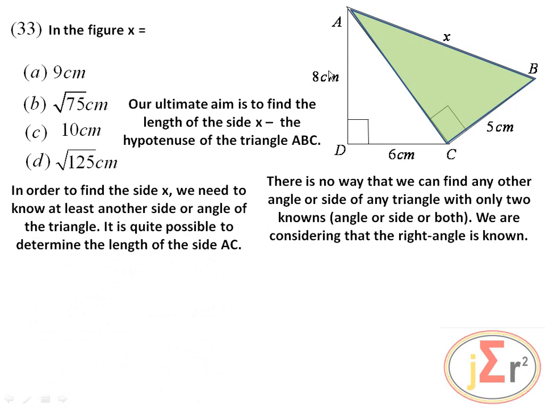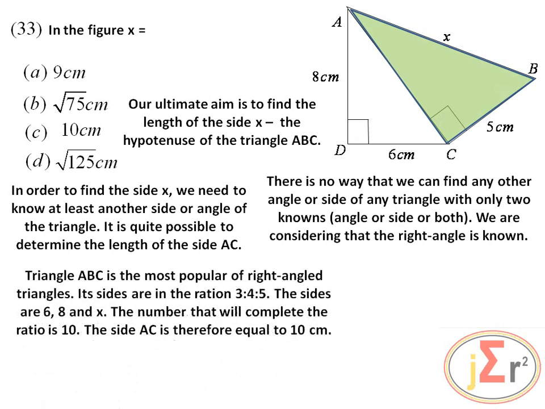So in order to determine the value of x, we need another dimension or another property or a known property of this triangle in order that we can find x. We need to have another side or we need an angle. The easiest one to determine is the side AC, because AC is the hypotenuse of the other right angle triangle of which the other two sides are known.